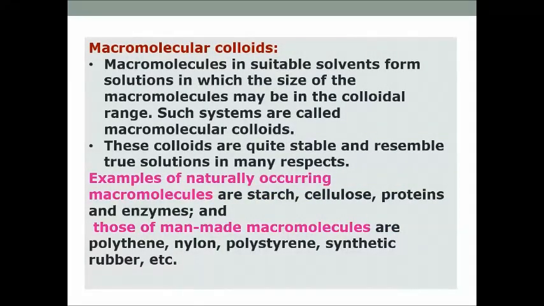The second type of colloid in this classification is macromolecular colloids. Macro itself gives the meaning of giant. Macromolecules in suitable solvents form solutions in which the size of the macromolecules may be in the colloidal range, and such systems are called macromolecular colloids. These are quite stable and resemble true solutions in many aspects. Some naturally occurring macromolecules are starch, cellulose, proteins, enzymes, etc. Man-made macromolecules include polythene, nylon, polystyrene, synthetic rubber, etc. So these are giant molecules, or we can say these are polymers.